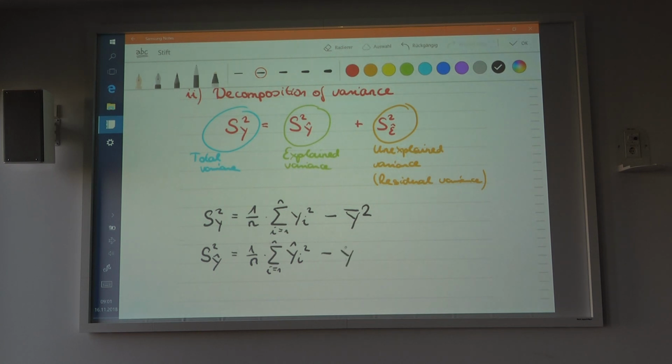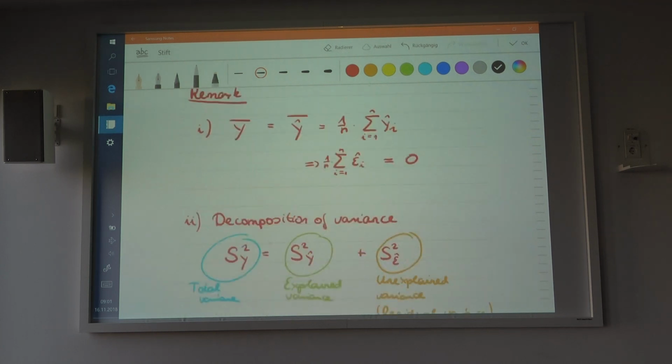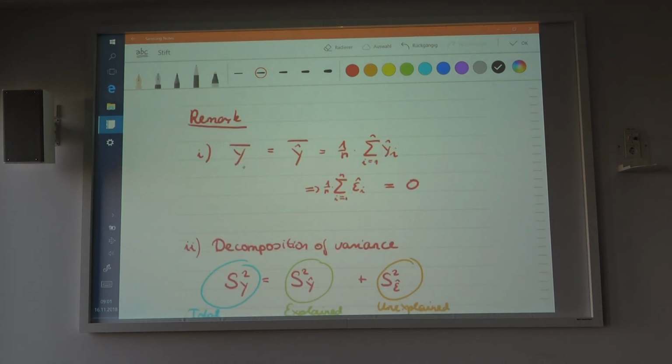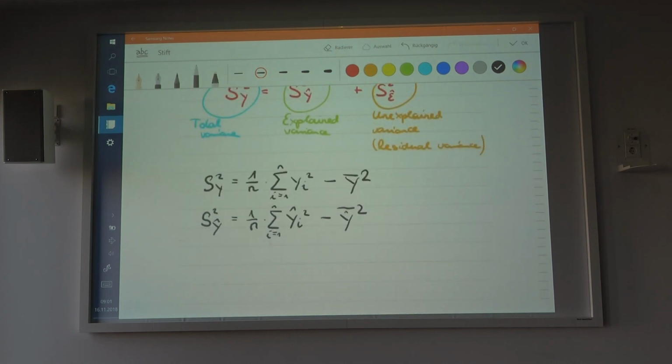Now, since the means are equal, as in the previous statement, the mean of the total part is equal to the mean of the explained parts of the observation. Then you can just replace it by the mean of the total parts, because they are equal. And in particular, you have the square of the mean of the total parts.